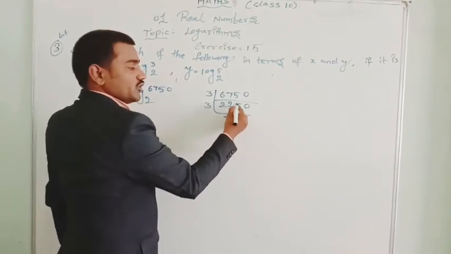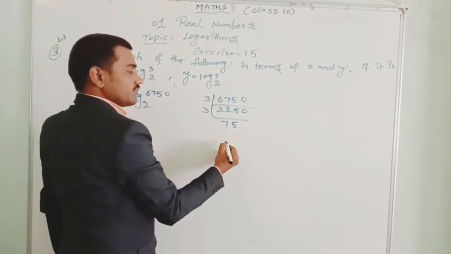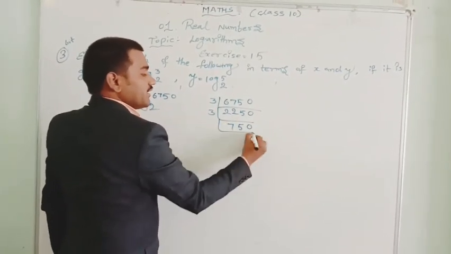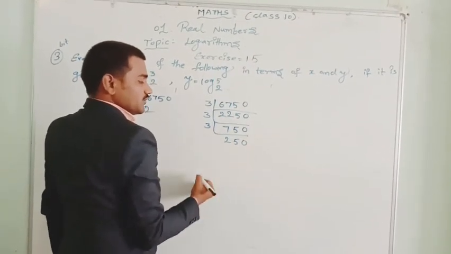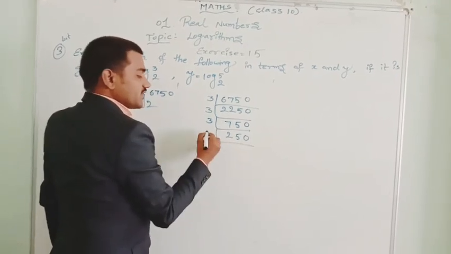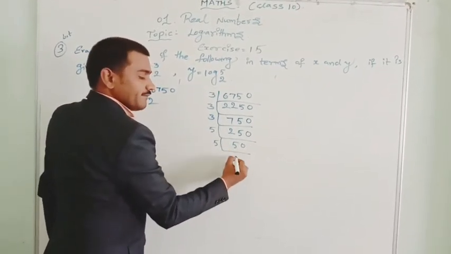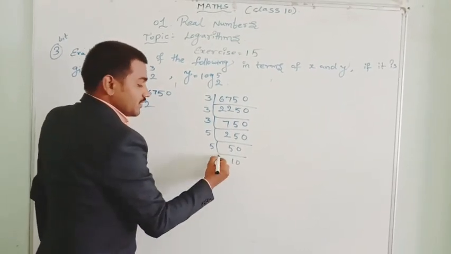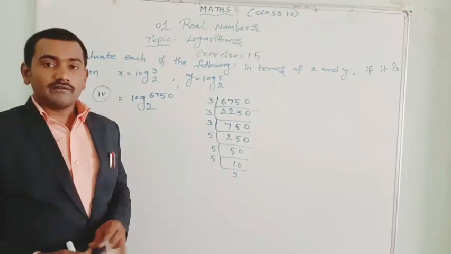Again, let's go for the 3 table. 3 7s are 21, one left. 3 5s are 15, and 0. Again we can go for 3: 3 2s are 6, 3 5s are 15, and 0. Hence we go for 5: 5 5s are 25, and 0. Again we go for 5: 5 10s are 50, and 5 2s are 10. See, very simple.